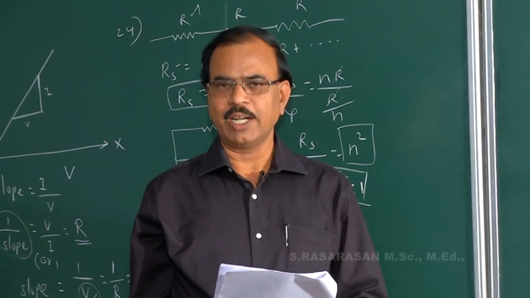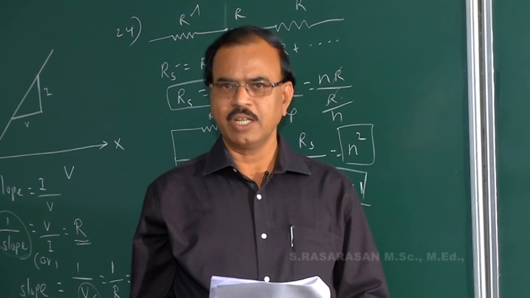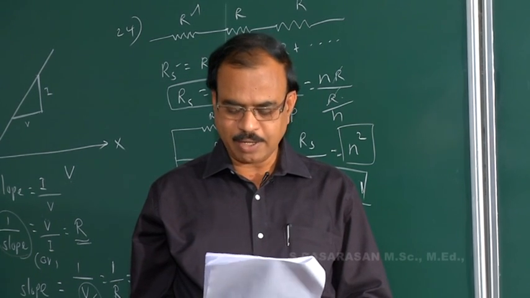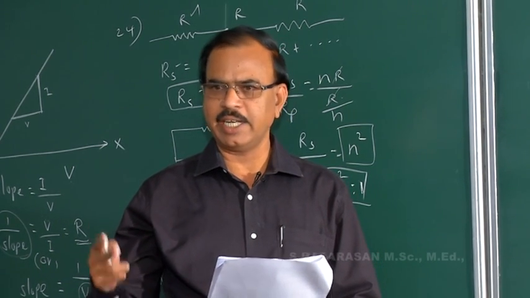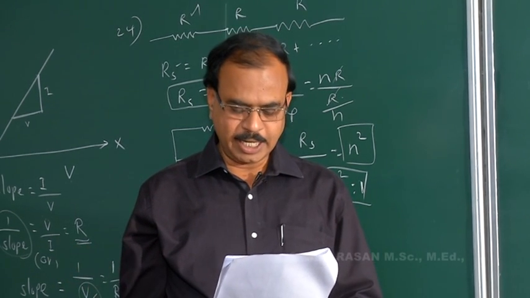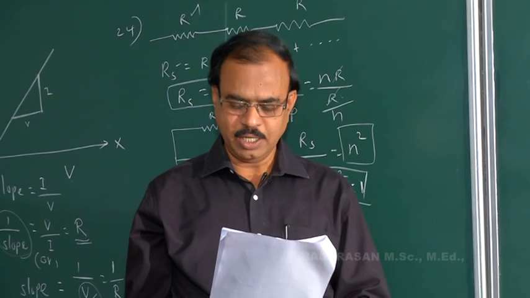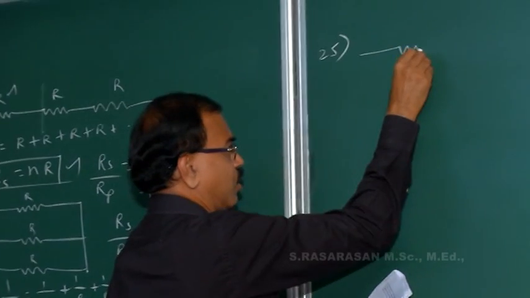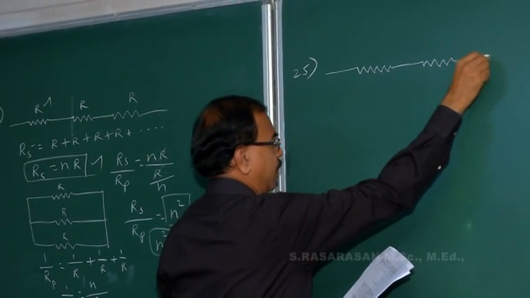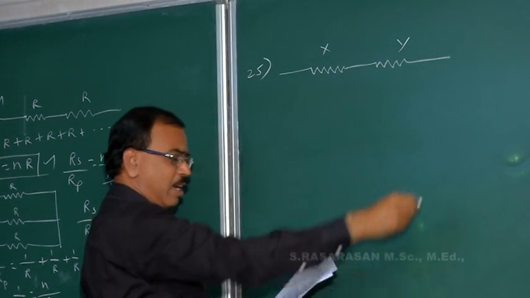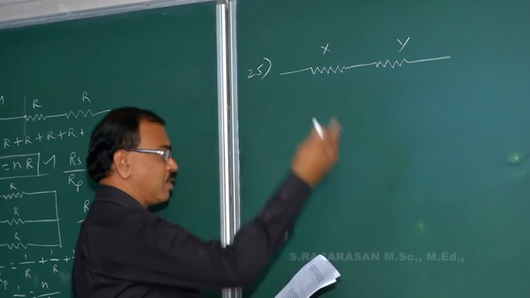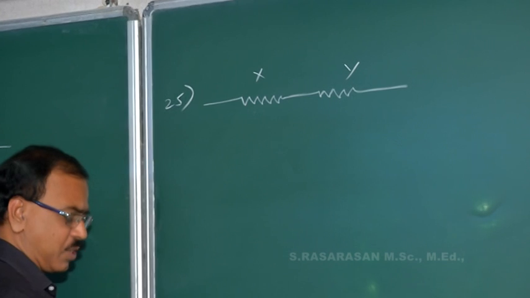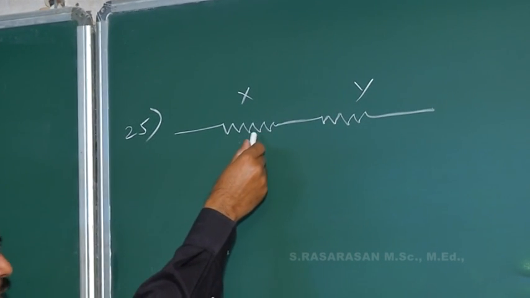If the number density of electrons, that is electron density or charge density, the number of electrons per unit volume, in X is twice that in Y, then the ratio of drift velocity of electrons in these two wires is dash. Let this be X and this be Y. The two are different materials. One is copper, another one is aluminum. Different materials, but both wires have the same diameter.